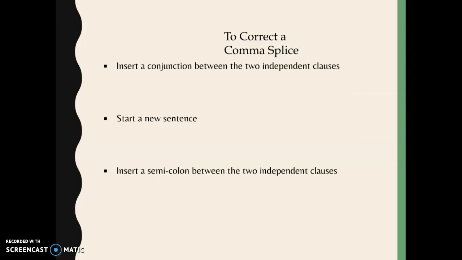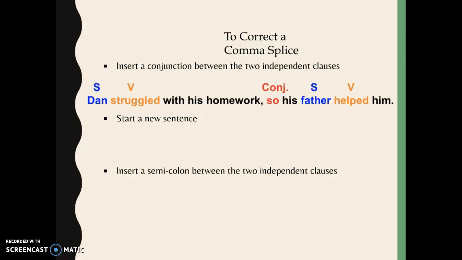Here's your ways to correct it. First, you can insert a conjunction between the 2 independent clauses. So the conjunction in this case was so. Dan struggled with his homework, so his father helped him. Don't forget the comma though.